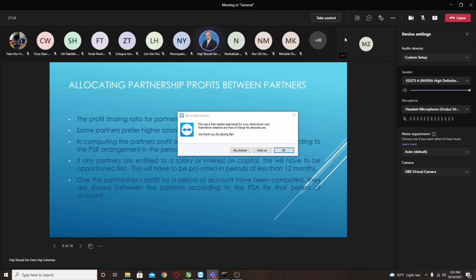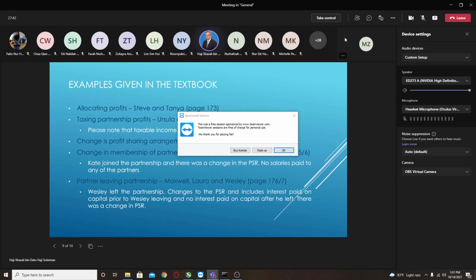Now, once the partnership profit for a period of account has been computed, they are shared between the partners according to their profit sharing ratio. So what we'll do now next is just go through a few examples. Yeah, then it gives you an idea as to how a partnership's profit is computed. So let's go through. If you have your textbook, turn to page 173 and just look at the first example, yeah, on Steve and Tanya.